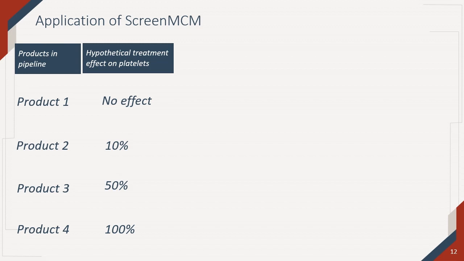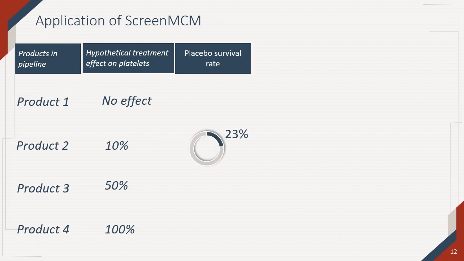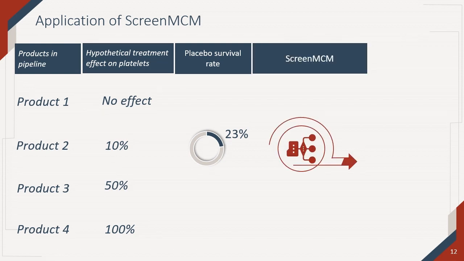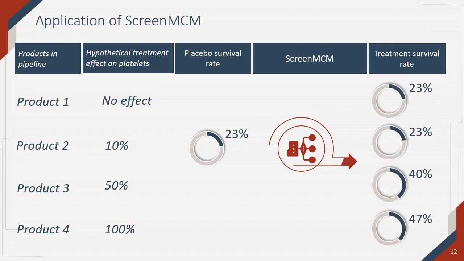These products have different effect sizes on daily platelet value. For a given radiation dose, let's say that the expected survival rate for placebo is 23%. Now I will apply this effect size of the different products into ScreenMCM. ScreenMCM shows expected survival rate for all of these products. Based on the predicted survival rate, the sponsor would decide to move ahead with product 4 for development.